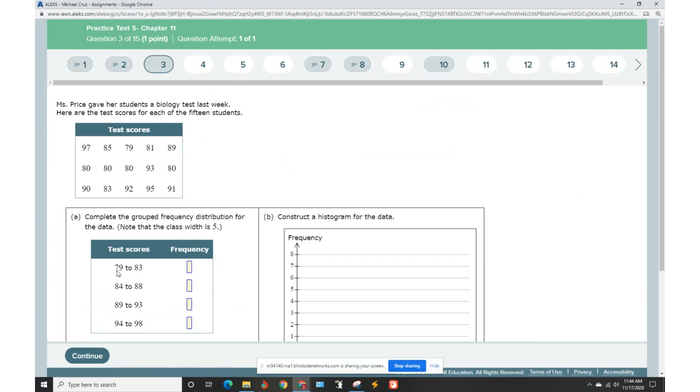So anything between 79 and 83 inclusive. Up here, there's 2 of those. So 79 and 81 would go in there. And then you got 1, 2, 3, 4 80s that are in there. And then you got an 83. So 4, 5, 6, 7, it looks like, for that first one. 1, 2, 3, 4, 5, 6, and 7.